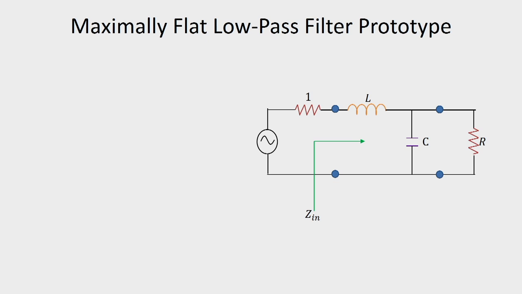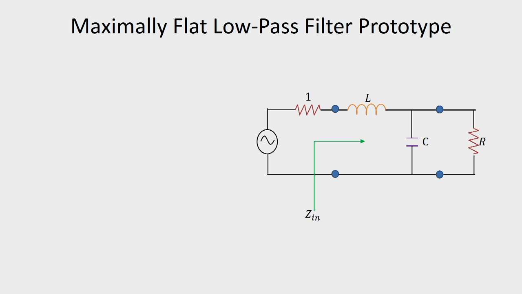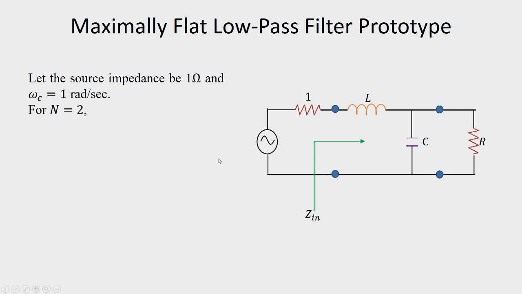To get an idea how we go ahead with the design of the low pass filter prototype, let us consider a circuit shown in the figure. Here the source has an impedance of 1 ohm and let us consider the cutoff frequency to be 1 radian per second, and it essentially represents a second order filter where we have series element L and shunt element C, and this filter is connected to a load resistance R.